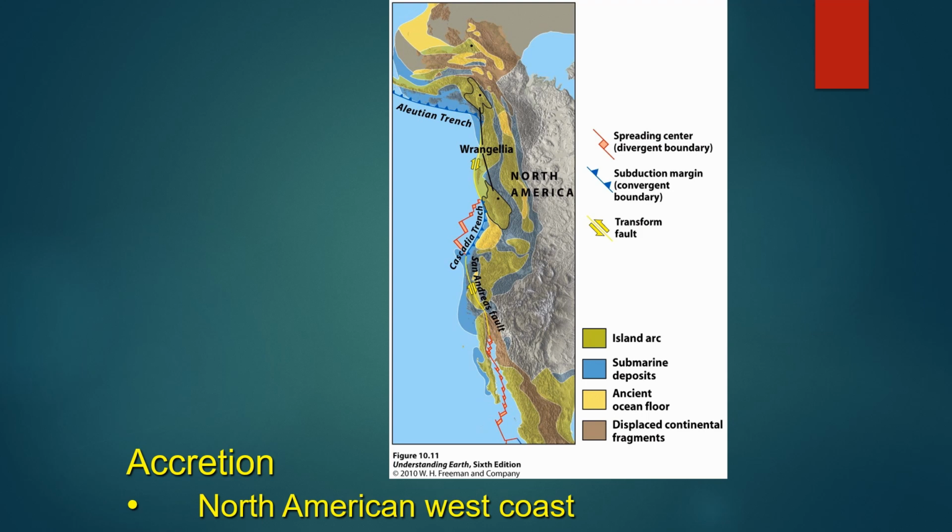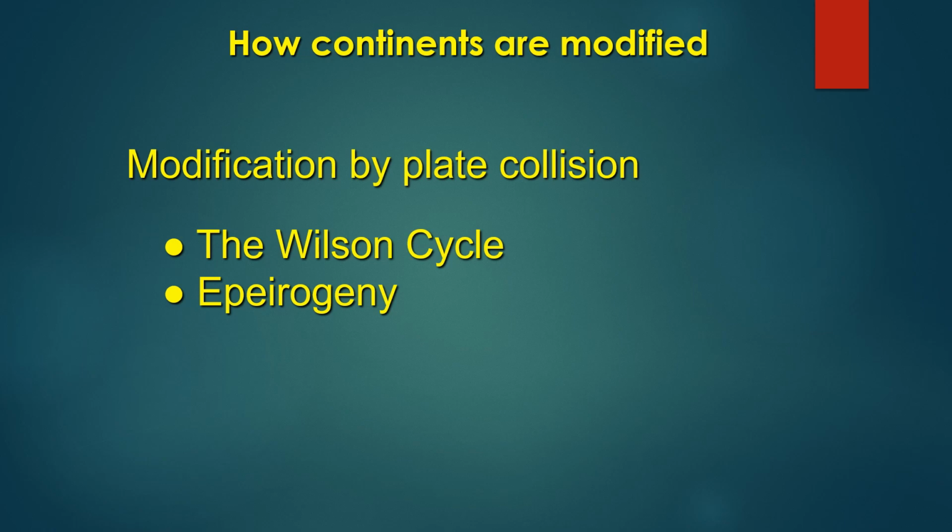From the legend, you can see that the accreted terranes are island arcs, submarine deposits, ancient oceanic seafloor, and continental fragments. Their origins and lithologies are different from the main North American continent. And that is also the main reason that we can differentiate them from each other and identify multiple episodes of accretion.